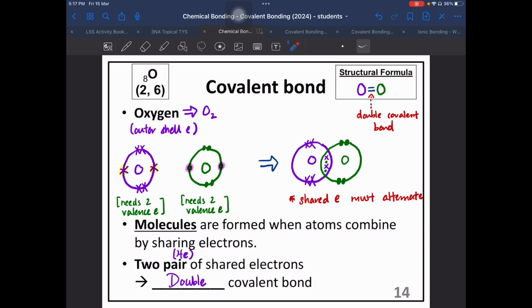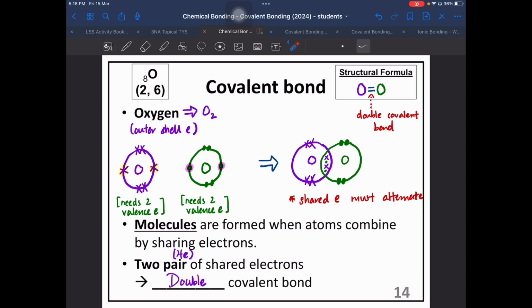You won't really need to draw this structural formula until towards the end of sec 4, right? But for now, it's good to know what they actually represent. All these double lines, single lines, and later you'll see a triple line, right? So this is how oxygen actually looks like. And then you'll realize that that's how we actually derive the idea of O2, okay? Because of how we look at the electrons coming together.